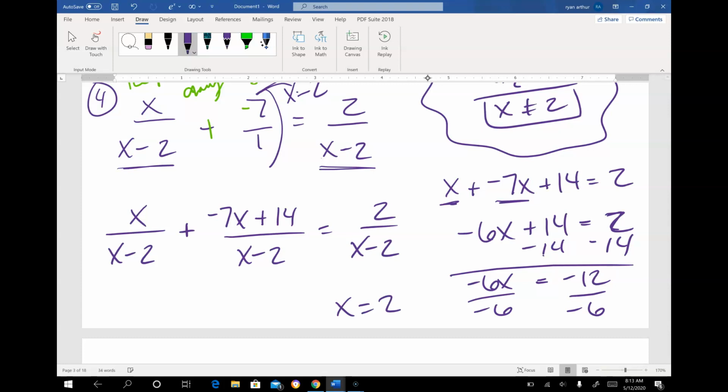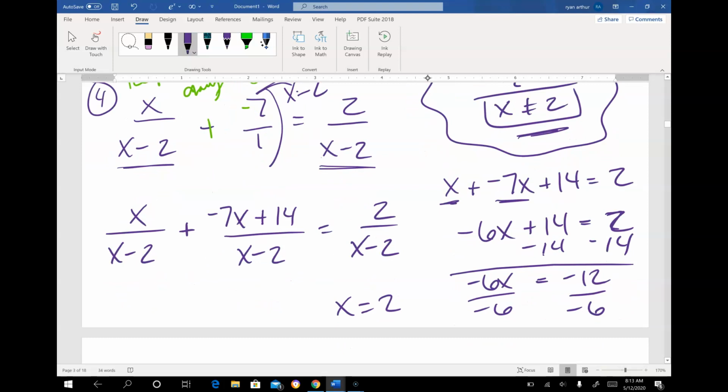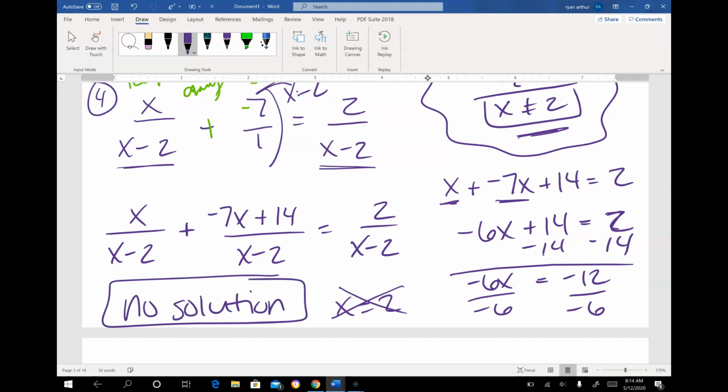But can x equal 2? No, x can't equal 2 here. It's an extraneous solution, so this is not an answer. And your real answer is no solution. That's what happens when your answer is your extraneous solution. It is no solution, because that is a hole in the graph. And we'll talk about that.